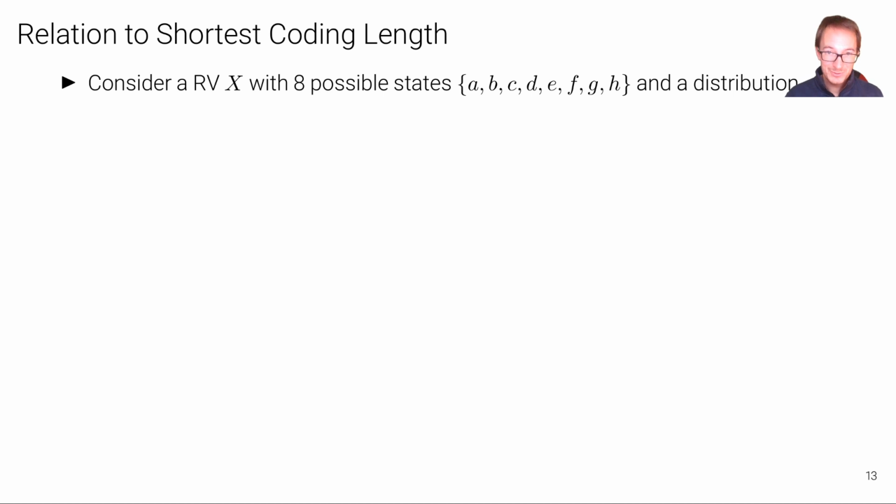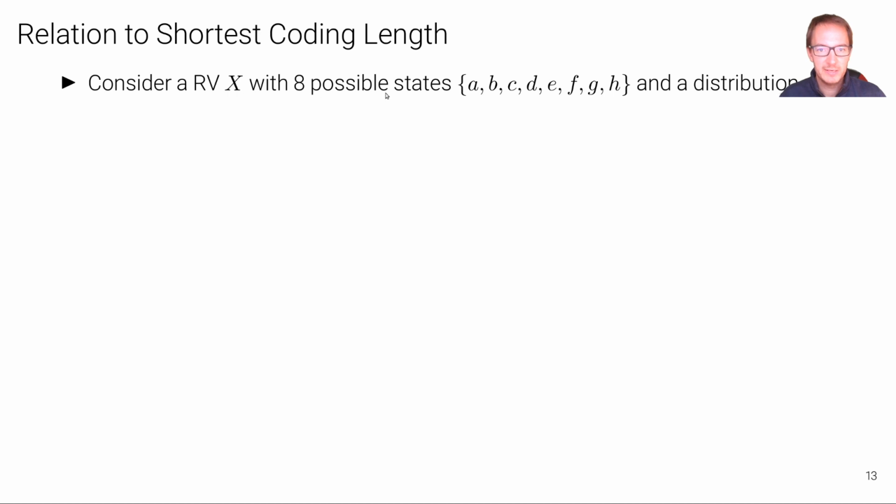Now, to conclude this unit, I want to briefly show you the relation to the shortest coding length that was so important to Shannon when transmitting messages from the sender to the receiver, and how this relates to the entropy. So it's not only useful as a measure of probability distributions or uncertainty for us, but it's also founded in this coding. So what is this about?